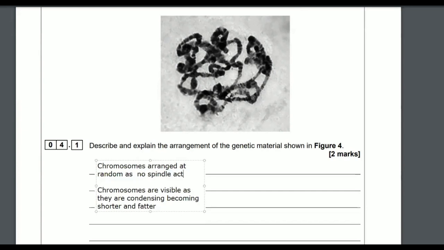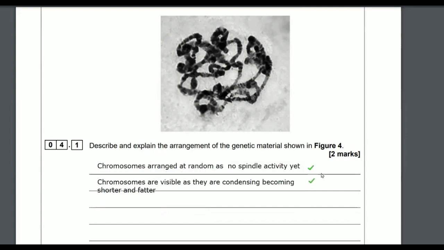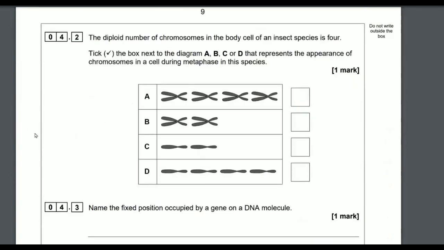The spindle fibers contract and shorten in order to move the chromosomes about. They attach by their centromeres to the spindle fibers. Well, there's no spindle fiber activity, and also they're short and fat. They've condensed. So that's the reason why we know that is the prophase.